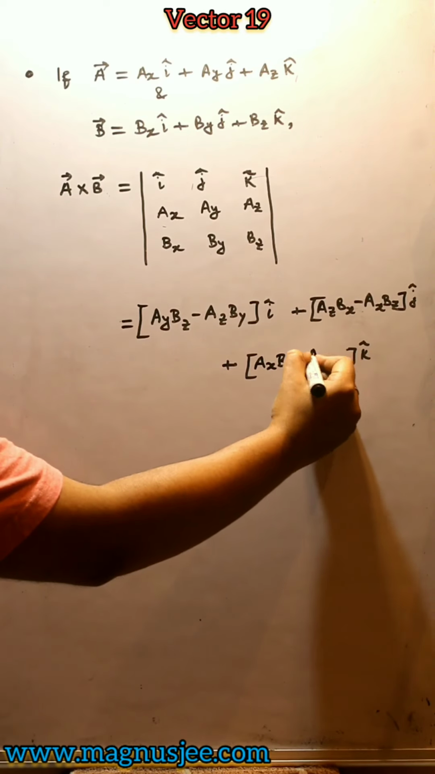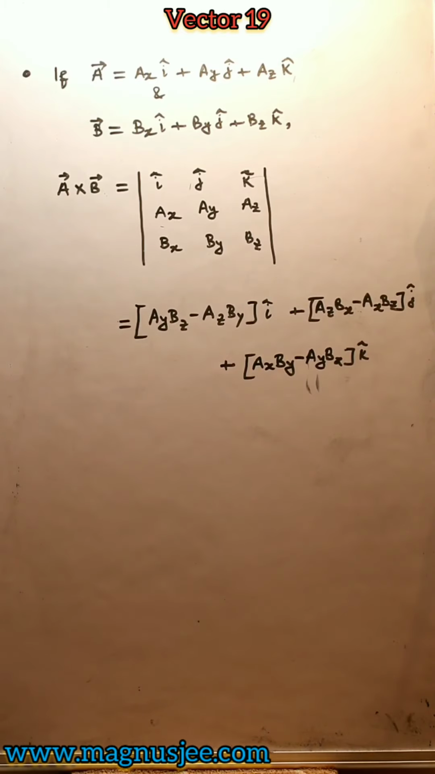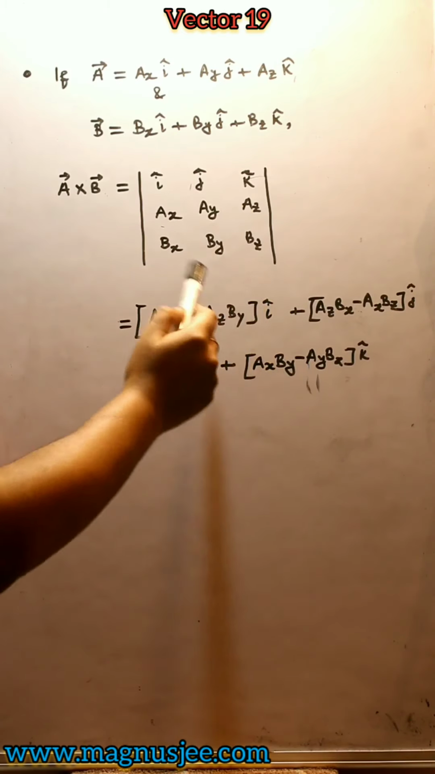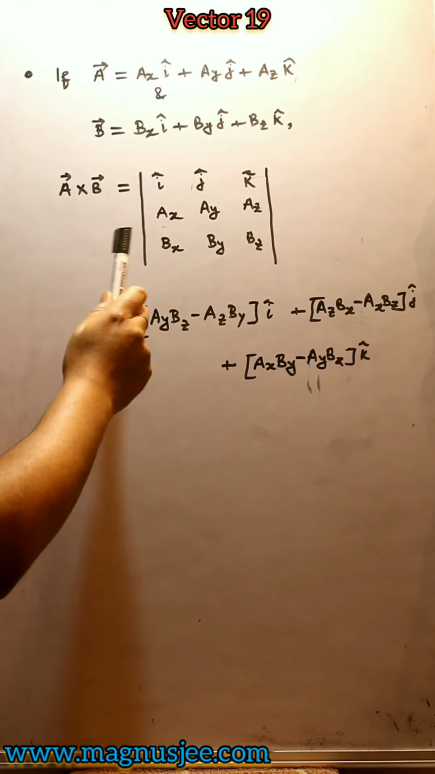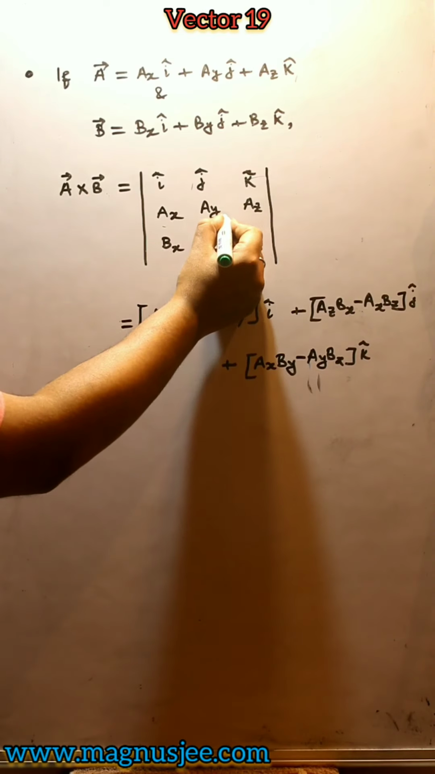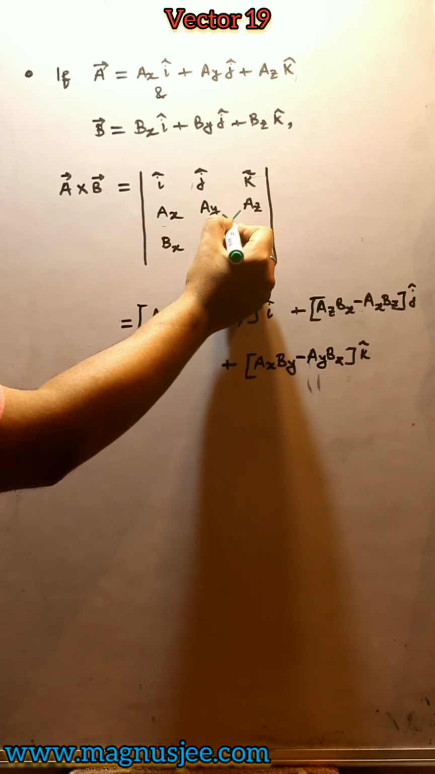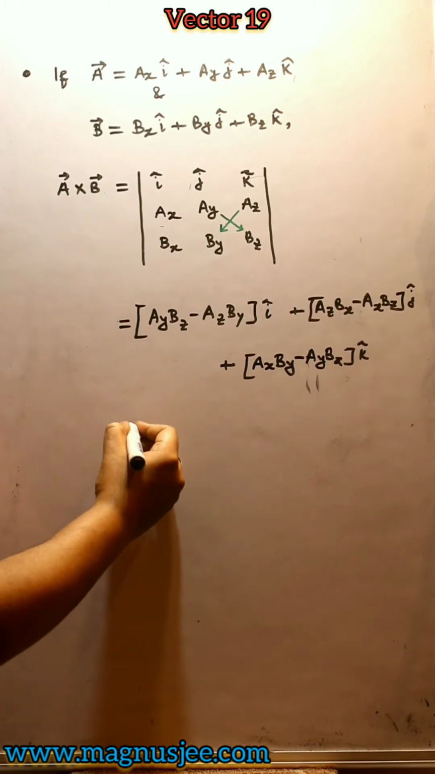After xyz, then after z again xyz will come. That's why for k cap, the extreme right hand side rectangular component will be x. So for j cap az bx minus ax bz, and for k cap ax into by minus ay into bx. So finally we get vector A cross vector B as ay bz minus az by i cap. So here we can give this arrow sign for convenience, but for numericals there is no need to denote this cross multiplication symbol.